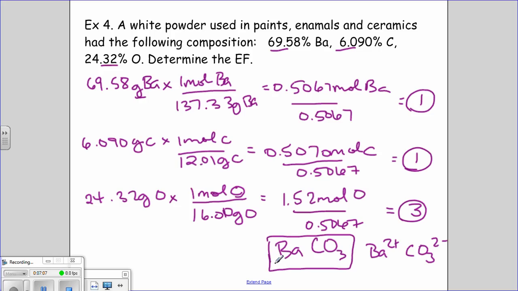All right, and how do you know what order to put it in? If you have a metal, put the metal first, and this you may have written O3C, but then if you look at it hard enough, you might recognize that it's going to be an ionic compound, so it needs to have a polyatomic ion, and the only one you know is carbonate there.